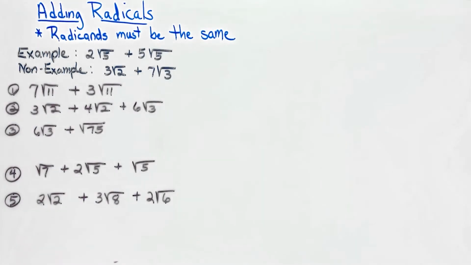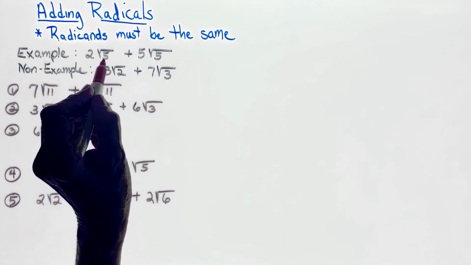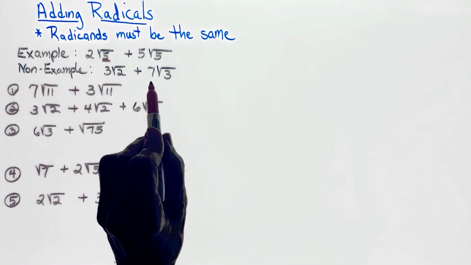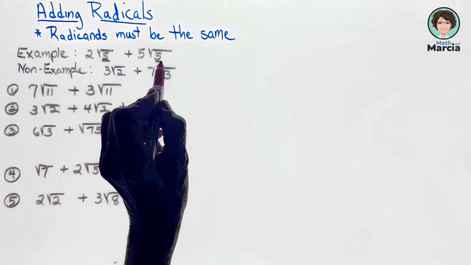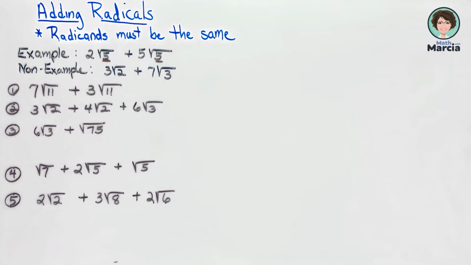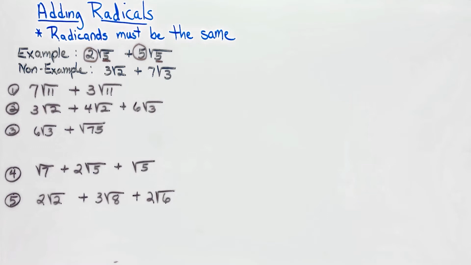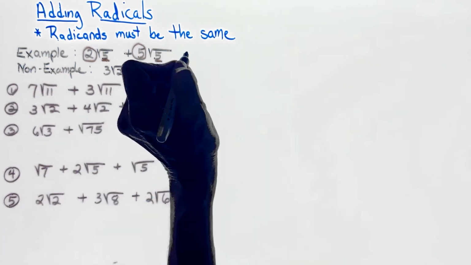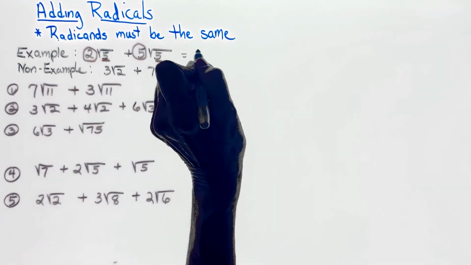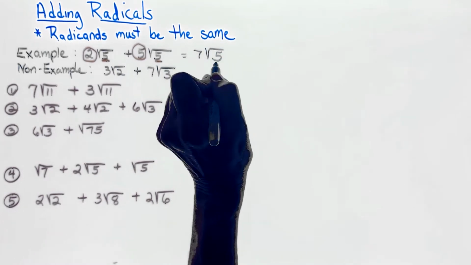In this lesson, we are going to be adding radicals. The one thing we must remember is the radicands must be the same. As I'm looking at the first example, I see that I have 2 square roots of 5, here's my radicand, plus 5 square roots of 5. Again, the radicand is a 5. Since they are the same, I am going to add the coefficients. So 2 plus 5 is equal to 7 square roots of 5.